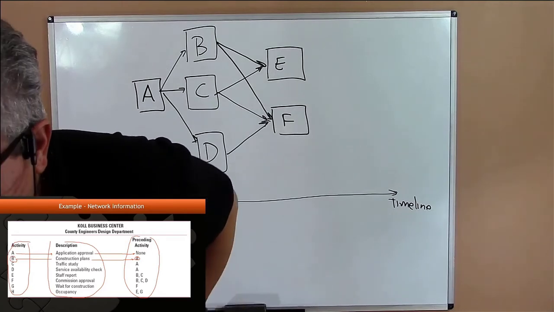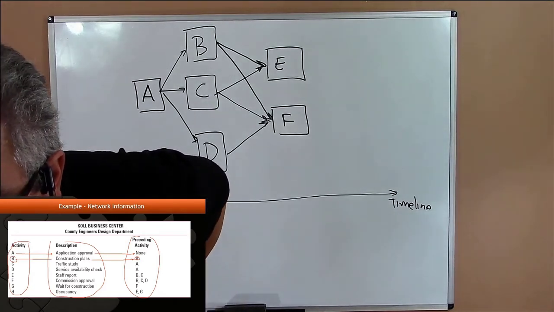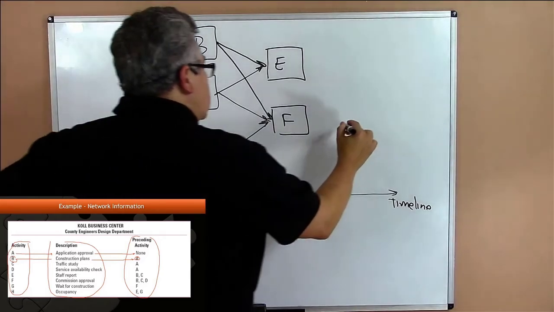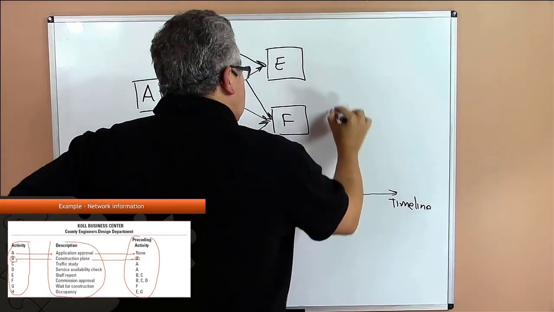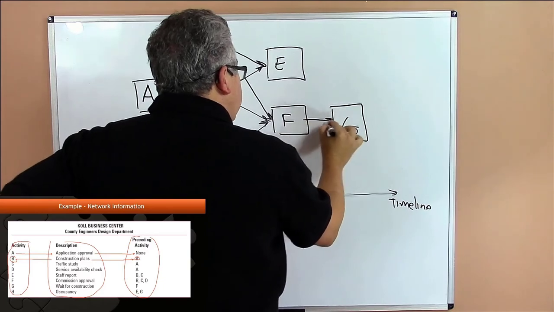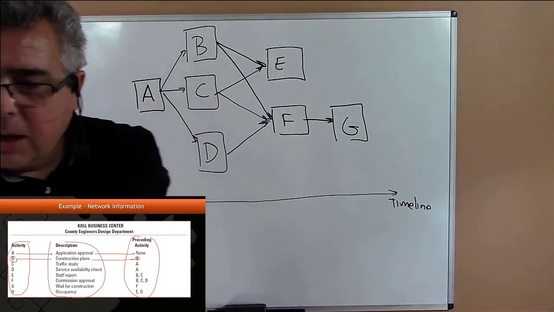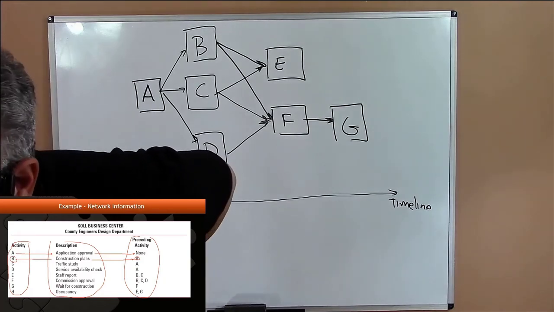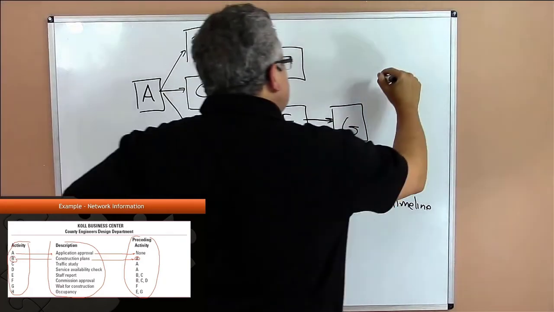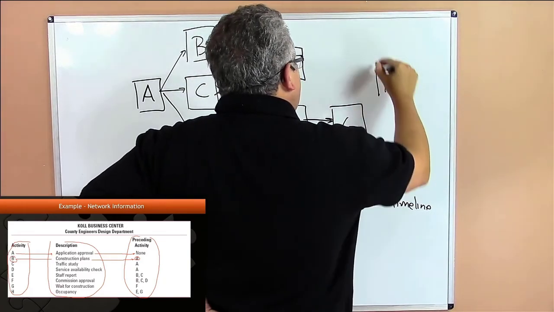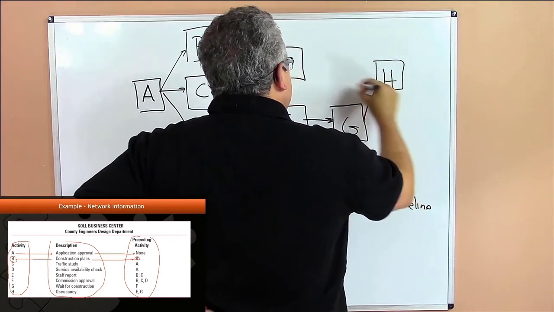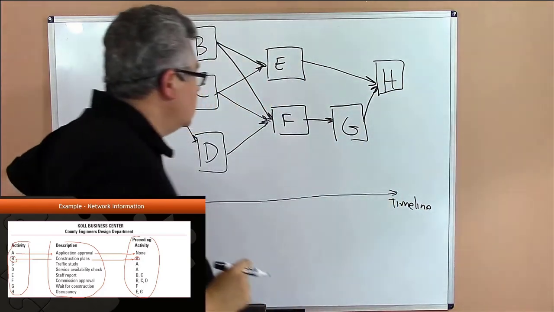Yes, and after, now we have activity G. So activity G is after activity F. And then we have activity H. Activity H has G and E as preceding activity.